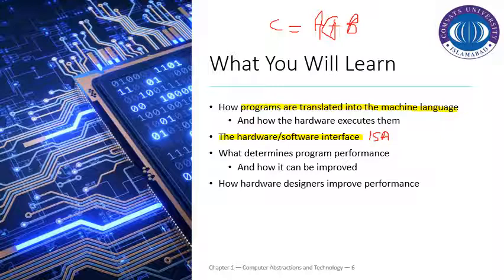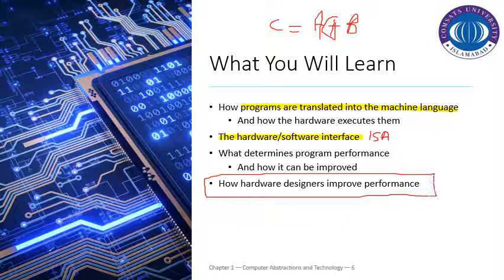So the next thing is, after discussing all those factors, how the hardware designers basically improve the performance, and what are the trade-offs in order to optimize the performance. Do we have the free hand that we can optimize at any level, or are there some constraints which we have to observe in order to optimize the performance? This is the prime objective of today's discussion.